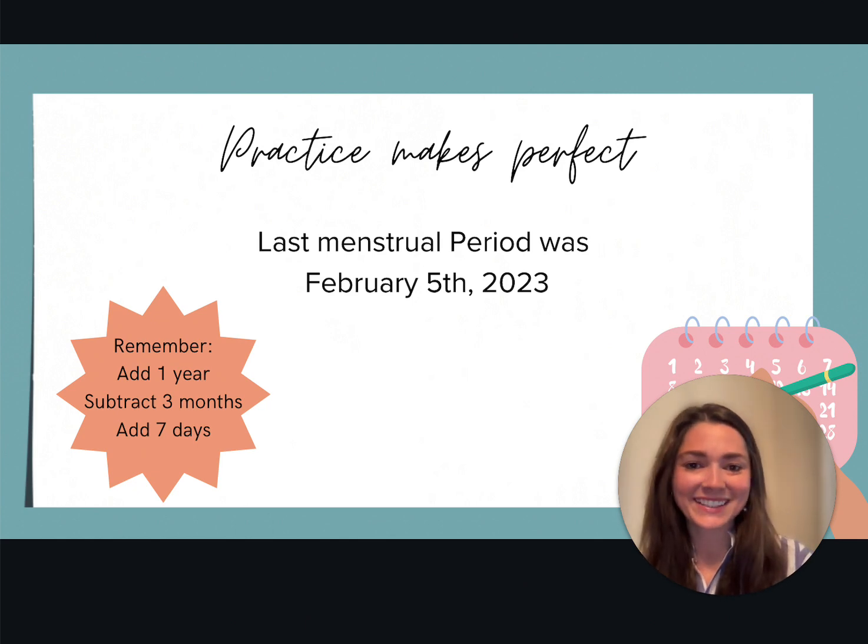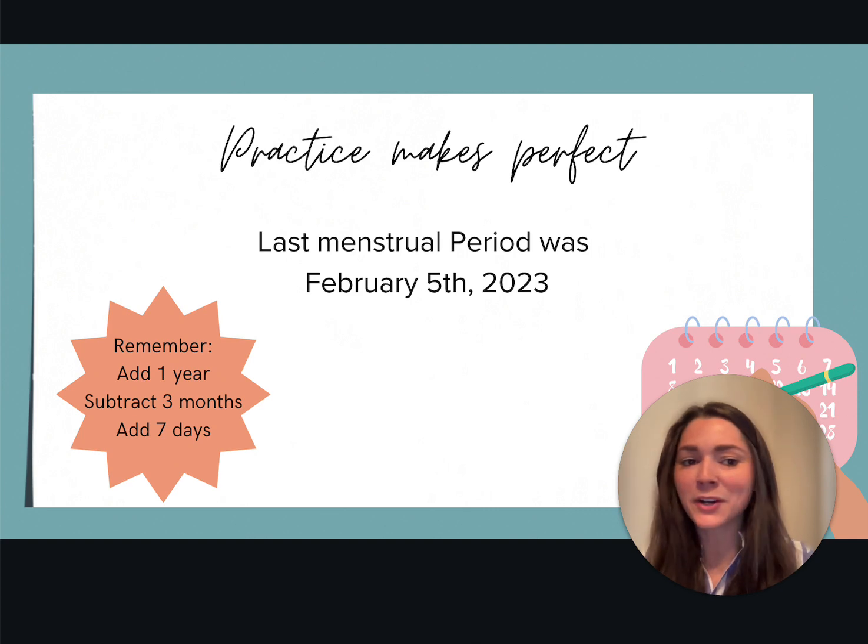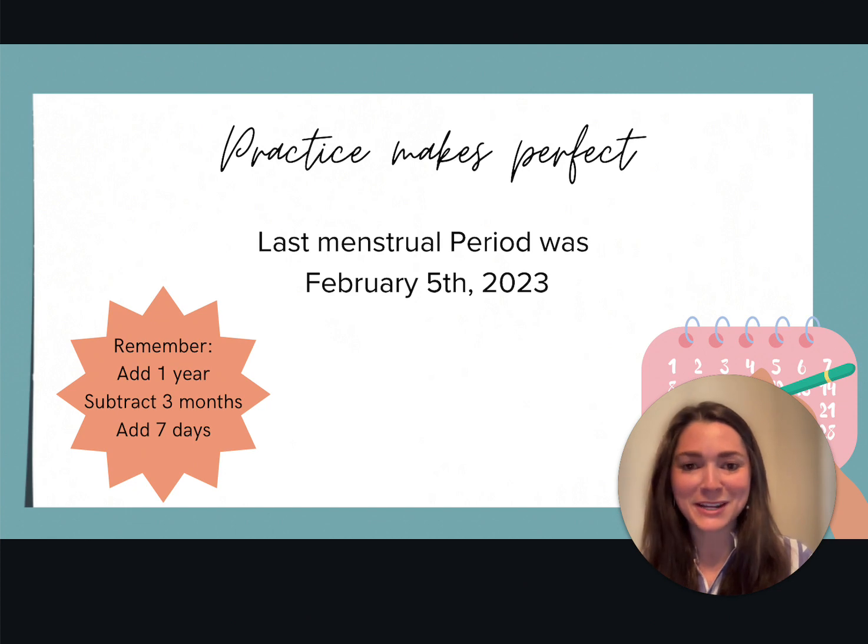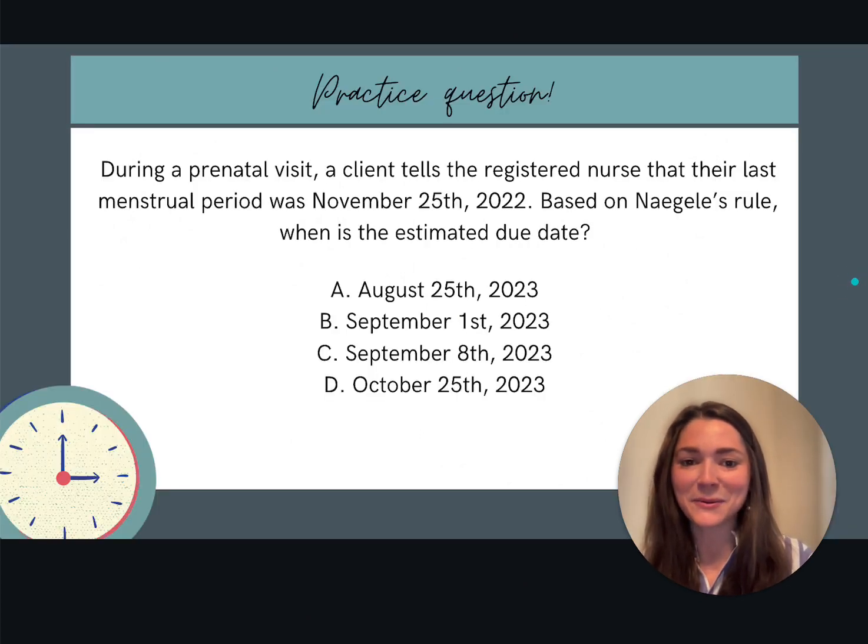What do you think? Well, first we are going to add 1 year, so now we are on February 5th, 2024. Next, we need to subtract 3 months, which gives us November 5th, 2023. And then finally, we add those 7 days, leaving us with November 12th, 2023 as her due date. Not too bad, right? Okay, let's do another one with a little practice question here.